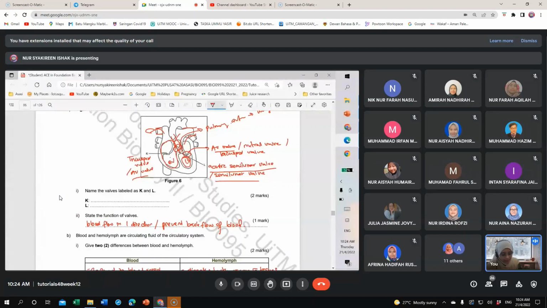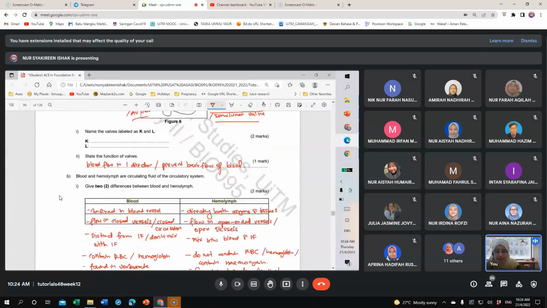Okay, so next question, blood and hemolymph are circulating fluid in the circulatory system. So give 2 difference between blood and also hemolymph. Okay, so blood and hemolymph. Hemolymph are the circulating fluid found in organisms such as insects. Okay, that relies on open circulatory system where you have a mixture between blood and also interstitial fluid. Sebab tu kita panggil dia sebagai hemolymph, kan? Mixture between the blood and also body fluid in organisms such as insects and also mollusks.